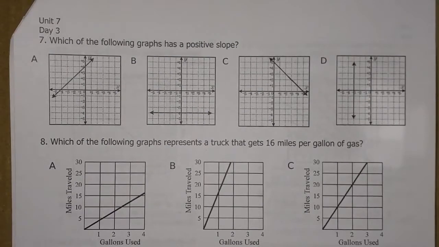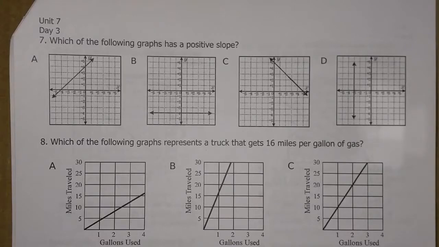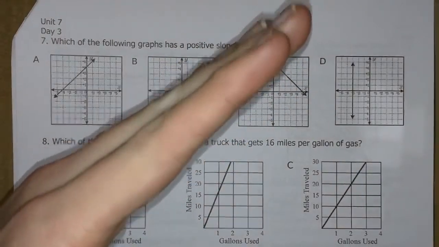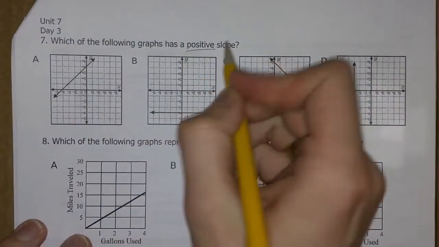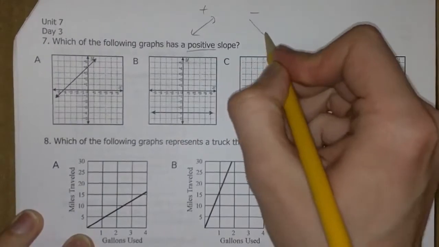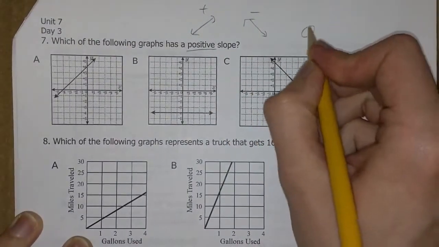Okay, and now we have number 7. Which of the following graphs has a positive slope? Okay, now the one thing I want to make sure you all take away from this is that positive slope looks like a positive correlation. They always go up and to the right. So positive is up and to the right. A negative slope goes down and to the right.